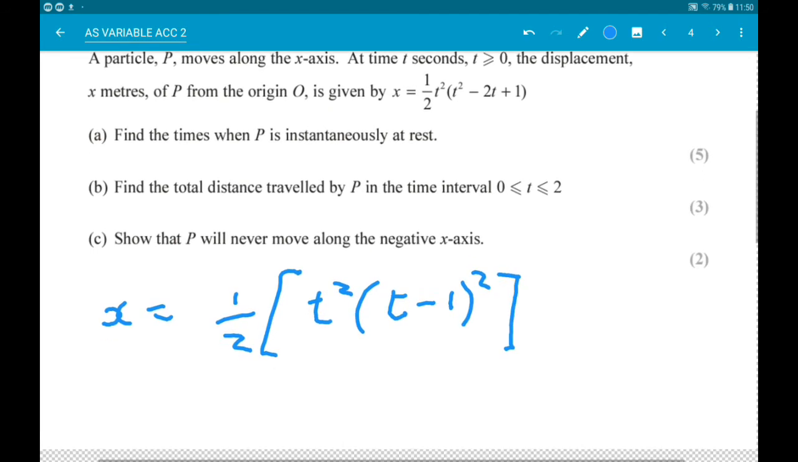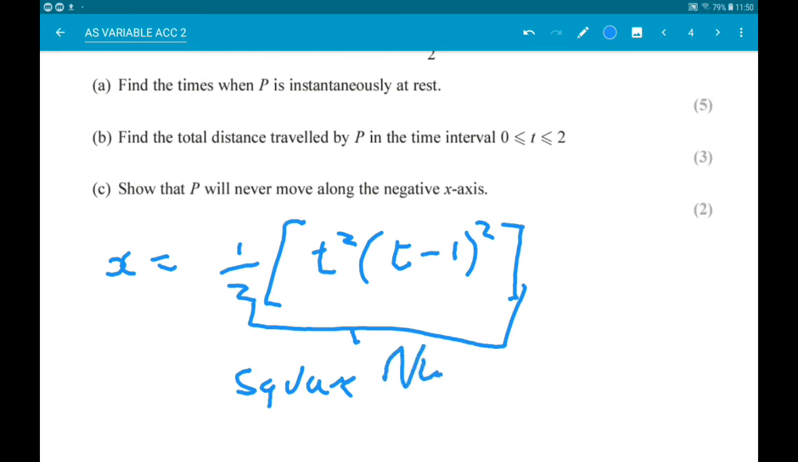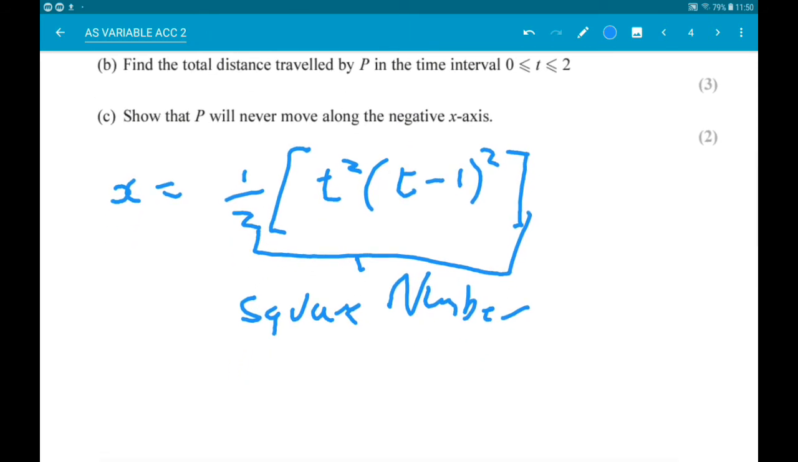Now this then is a square number, which can never be negative. Therefore, x is always greater than or equal to 0.